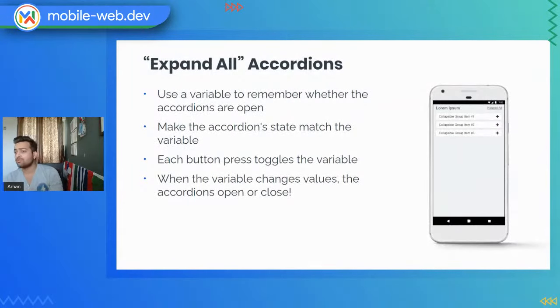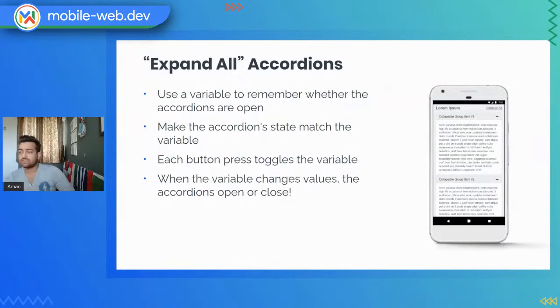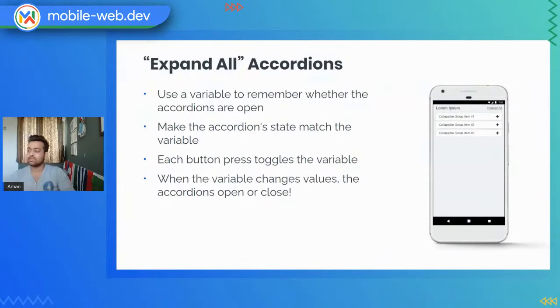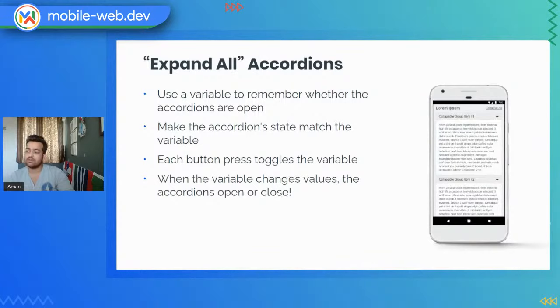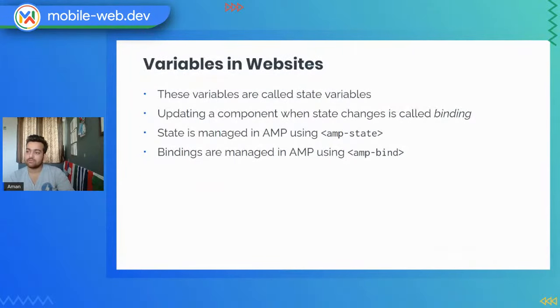This is the same thing we can do with our websites, and that's what we are going to do. We are going to see this expand all accordion with one click, how all accordions can expand, whereas simple accordions expand and retract in a single column. In this kind of example, you will see how we are going to use two things: amp state and amp bind.